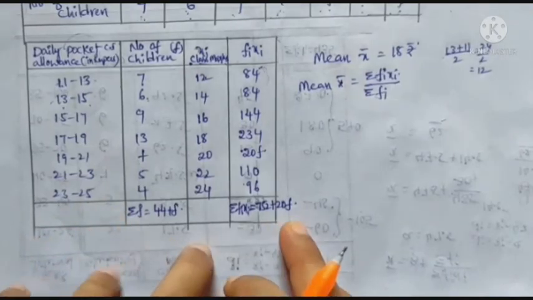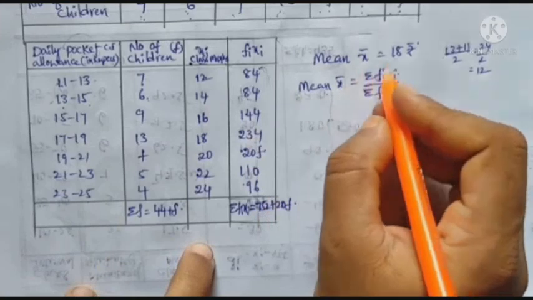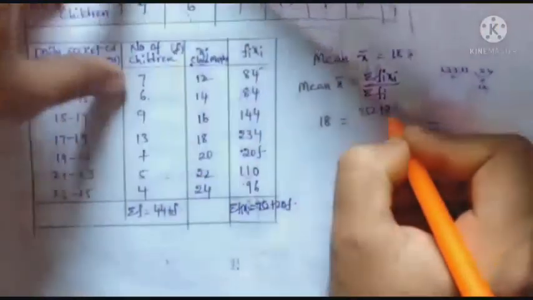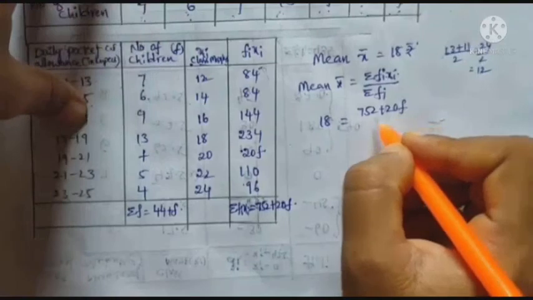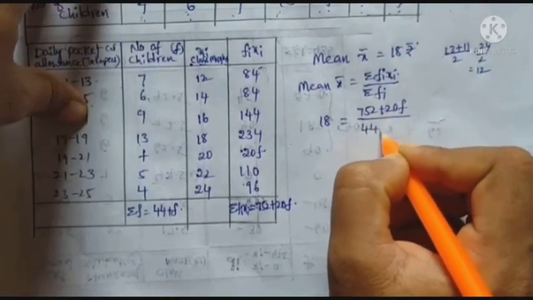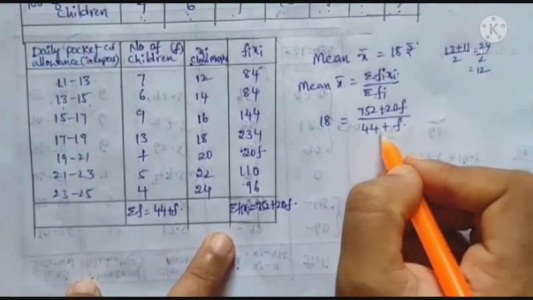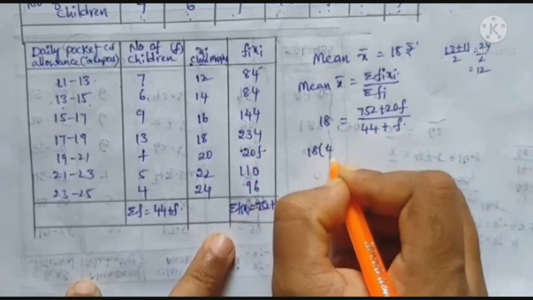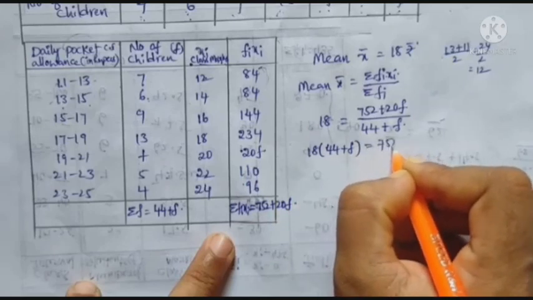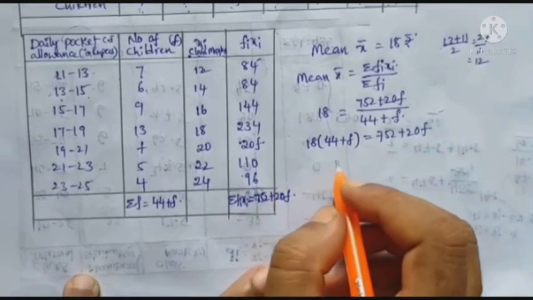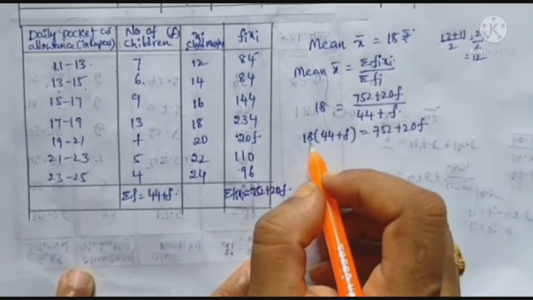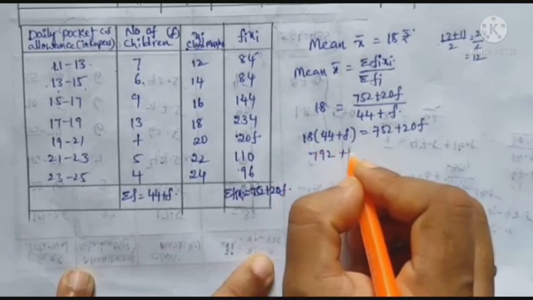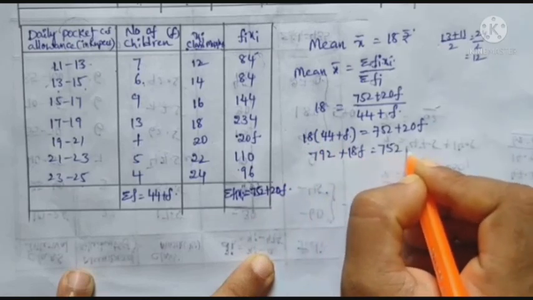Substituting in the formula, the x bar value is 18, which is equal to sigma fi xi, 752 plus 20f, by sigma fi, 44 plus f. 44 plus f is transposed to the left side of the equal sign, so 18 into 44 plus f is equal to 752 plus 20f. So we multiply with 18: 18 into 44 is 792, plus 18f, is equal to 752 plus 20f.